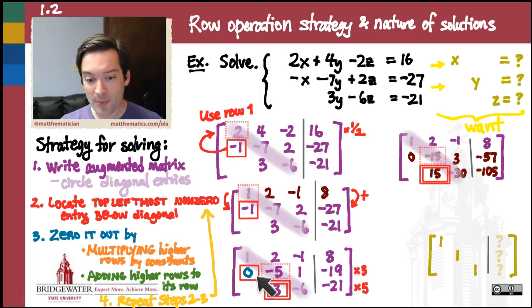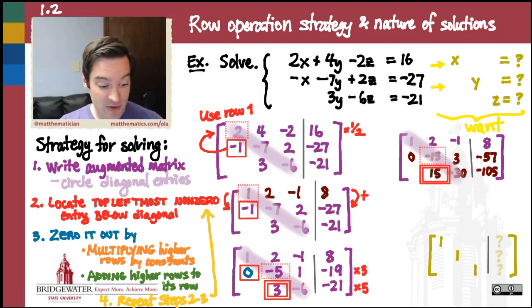So if I multiply the second row by 3 and the third row by 5, then these coefficients in the boxes here are going to be negative 15 and positive 15, equal and opposite, which is exactly what we want. But then the other coefficients on those rows are also changing. Note that the zeros are not changing, which is important, but the non-zero entries are. So now we've got negative 15, 3, negative 57, and 15, negative 30, negative 105.